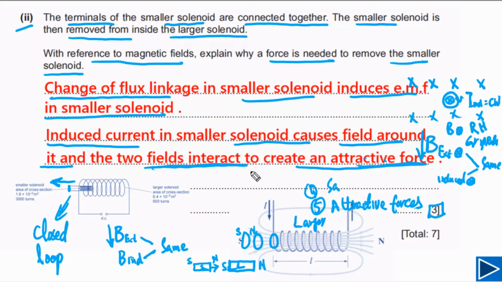This is a typical type of question. You need to understand this concept. In this lesson, we have discussed Lenz's law in detail. So try to understand these concepts and try to handle questions about this topic with confidence.